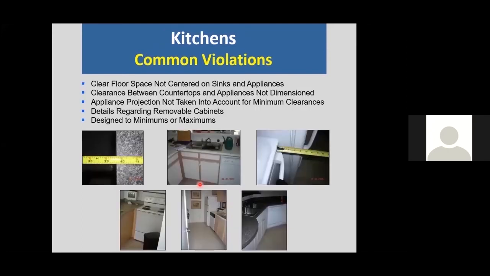Some common violations that we see here: the clear floor space is not centered where it's supposed to be. The minimum clearance between opposing elements has not been provided for, often because of the appliance projection into the kitchen. Removable cabinets for sinks, and designing to minimums and maximums. These ranges are built in. Your tolerance is there if you give yourself room within the range. If you design to the minimum or maximum in the field, there are going to be issues.